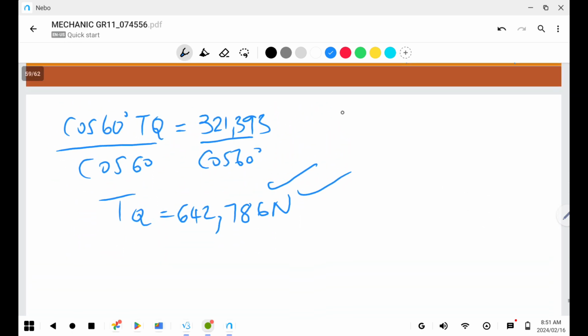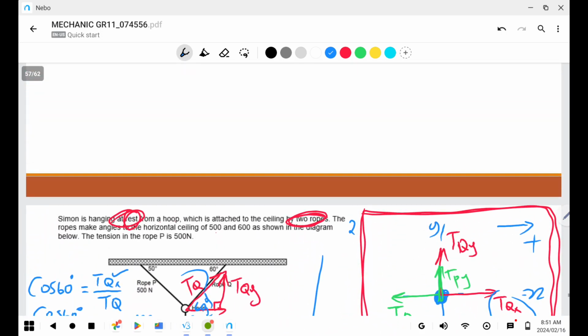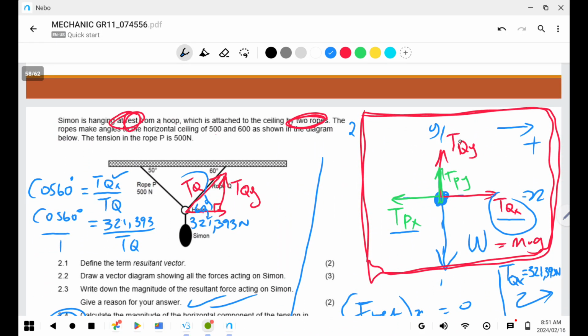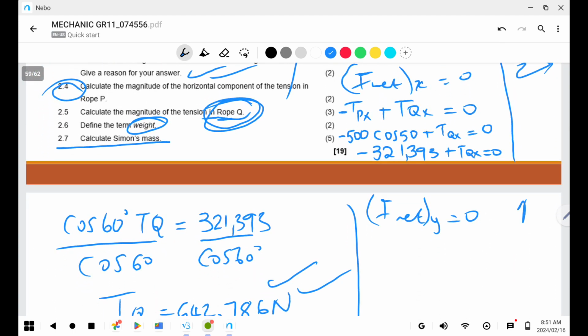So we need to sum forces along the y direction for this problem, and that will give us 0. Along the y direction, what do we have? We have TQY, the first one. We have TPY, and then we have the weight. I'm going to take up as positive. So we have TPY plus TQY plus the weight, but it's in the negative direction. It's pointing down. That should give me 0.